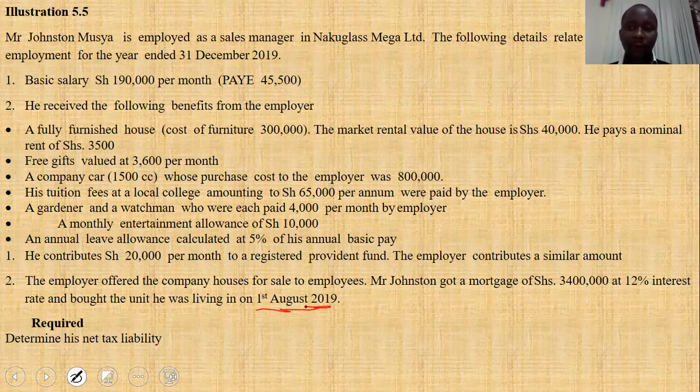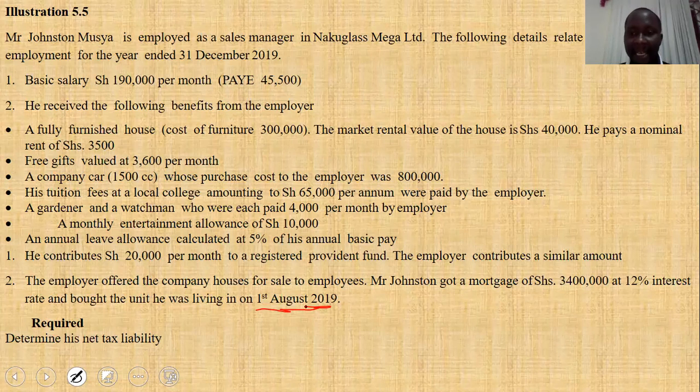So from 1st of August, and now count the months, from January to 1st of August, then from 1st of August to December, how many months? Because we are going to apportion some things here. The house ceases to be the employer's house, it becomes the employee's house. You understand that? So things like housing benefit, we are going to compute from January to beginning of August. How many months are those? Well, we should be able to see.